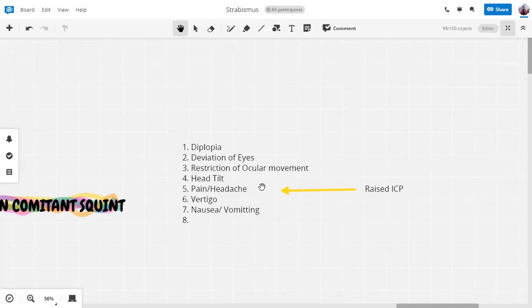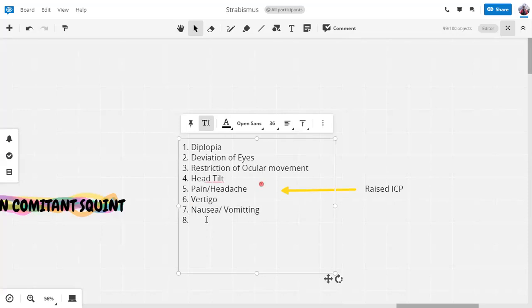Now, one more symptom before we move on to our case. So there's diplopia, deviation of eyes, restriction of ocular movement, head tilt, pain or headache, vertigo, nausea, and vomiting. What else can be there? Okay, so another symptom is called false projection.